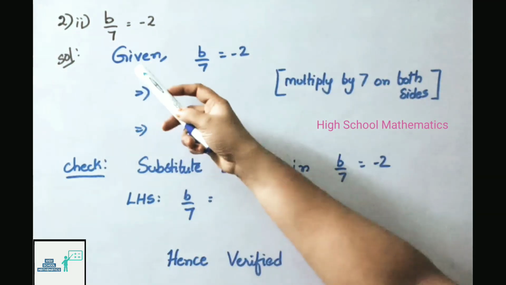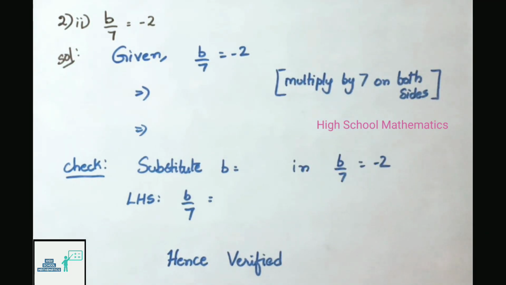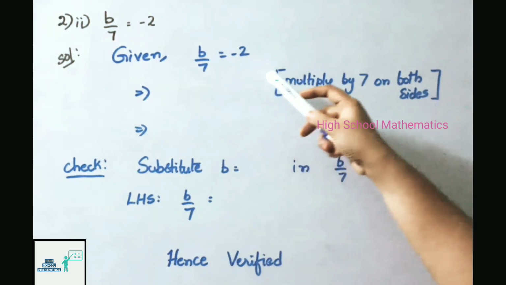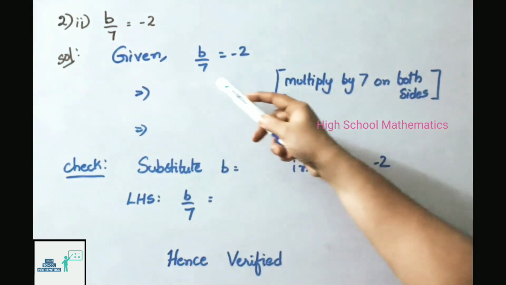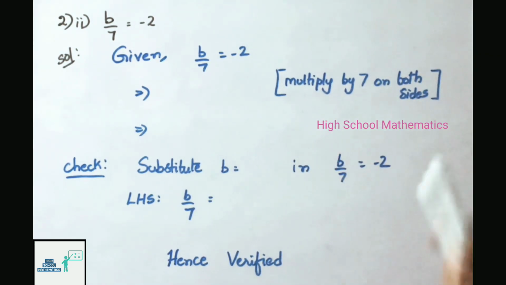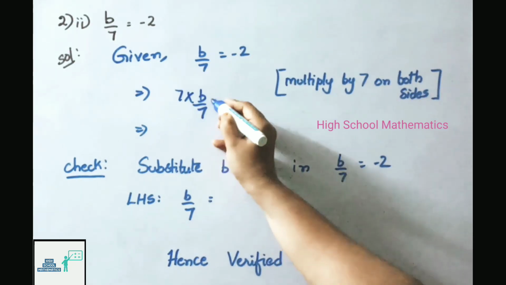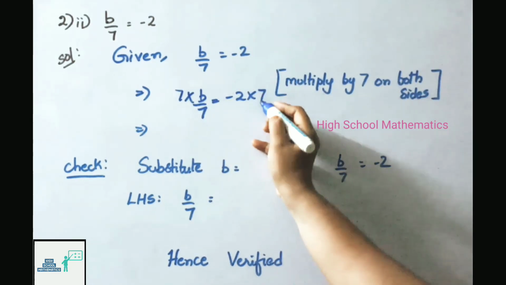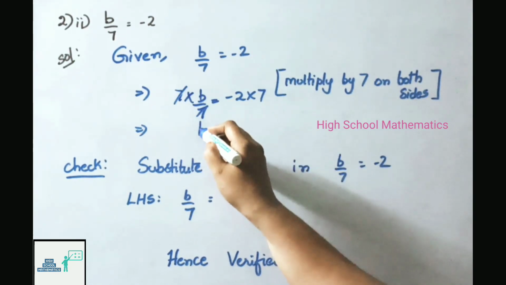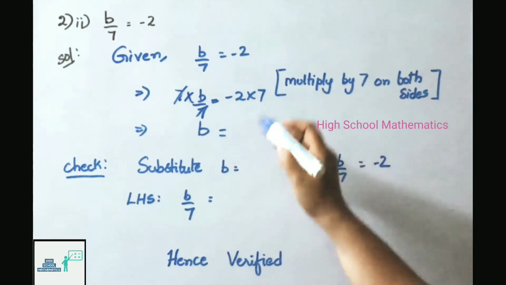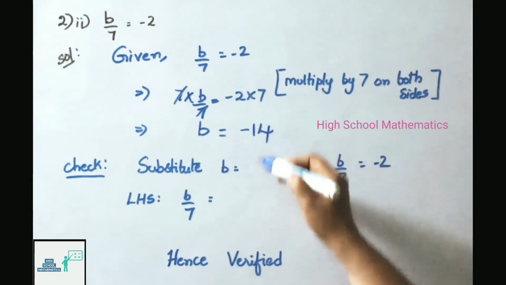See now second question, second sum. b by 7 equals minus 2. Let us see the solution. Given b by 7 equals minus 2. To remove this 7, we are going to multiply by 7 on both sides. So write down 7 into b by 7 equals minus 2 into 7. Here 7 cancels, write down b equals minus 2 into 7, that is minus 14.